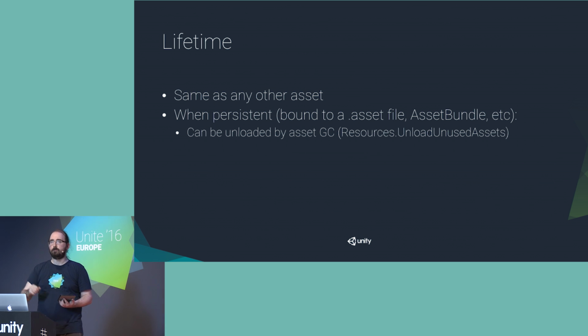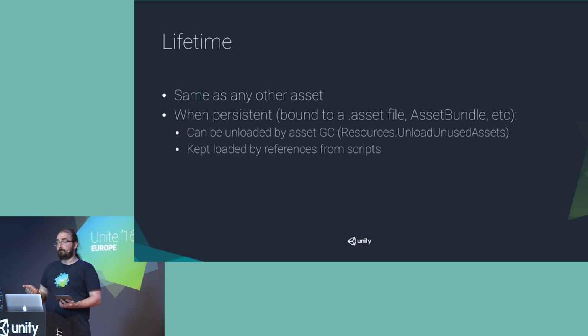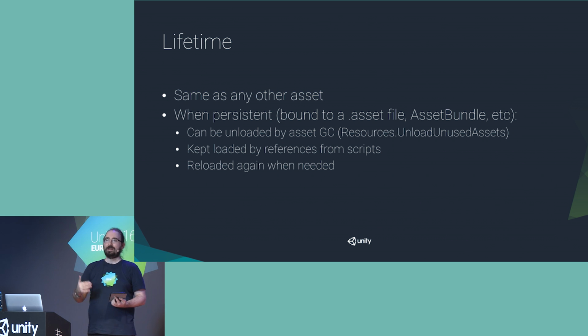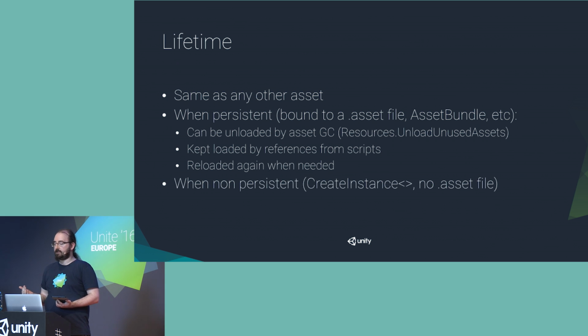We call OnDisable first and OnDestroy. If there's any scripts that have references, then those keep it alive. But it's fine that we do this, because as soon as you actually need it, we can just reload it again. And this is why we only do it when it has some kind of .asset file or asset bundle backing it up, so that we know we can get it again when you actually want it. If it's not persistent, if it's just being created from code with a CreateInstance, so there's no .asset file behind it, then it can be destroyed by the asset garbage collector.